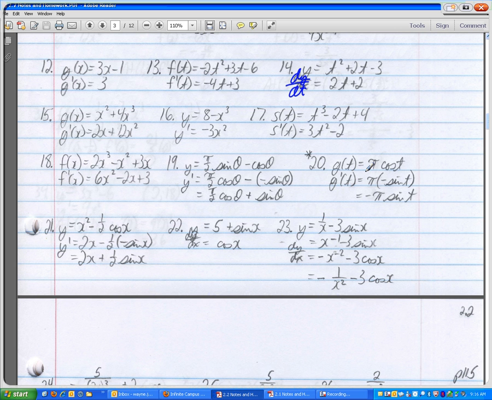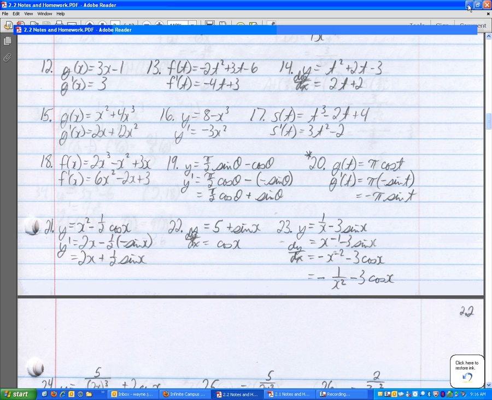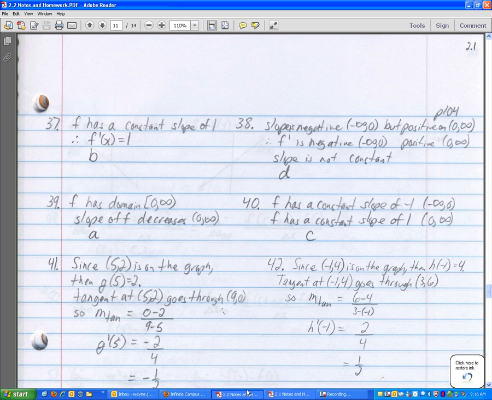All right, what else? We will in just a second. We good? All right, now let's take a look at the homework we haven't covered from section 2.1. So what questions do you have from 2.1?